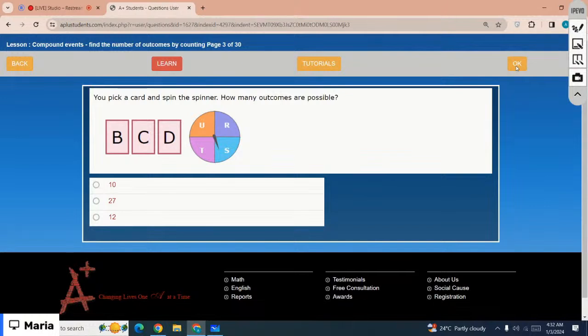You pick a card and spin the spinner. How many outcomes are possible? So, which is the correct option? Yes, that is 3 times 4. The correct option is 12.